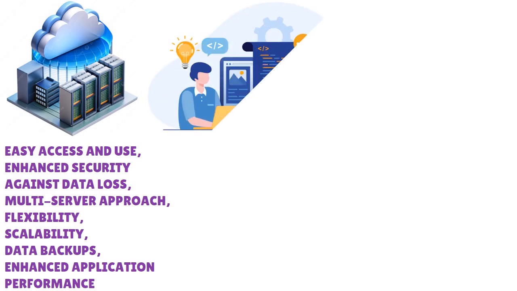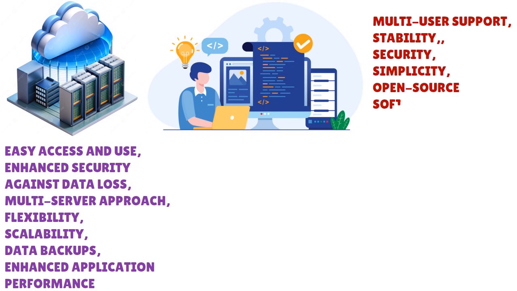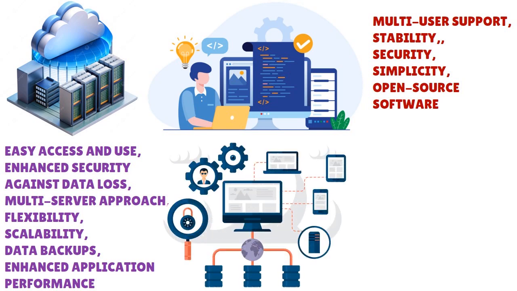Old school developers may still consider Unix the best server OS despite newer options. Other key features of Unix are multi-user support, stability, security, simplicity, and open source software. The Unix operating system is quite popular at the moment. Unix comes in different versions that are similar and compatible with each other. So that's really good.